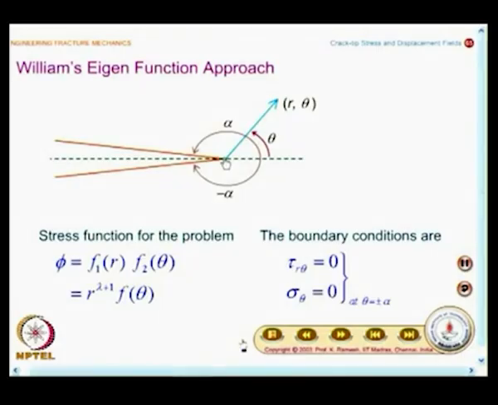In a similar vein, what Williams did, he actually took a wedge problem. By changing the value of alpha, you could get solution for a variety of wedge angles, and when you make alpha equal to pi, it becomes a crack. So both had some similarity. In the limiting case, they consider the problem of a crack, and how the crack faces are free. This is a very important observation when you look at the Williams eigenfunction approach.